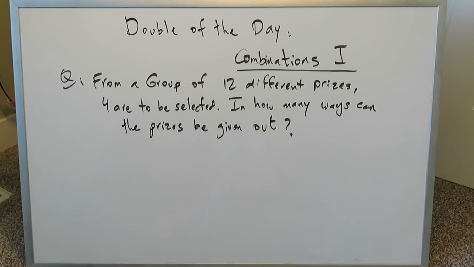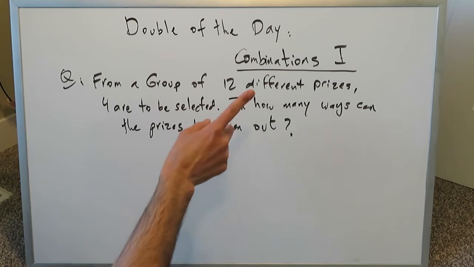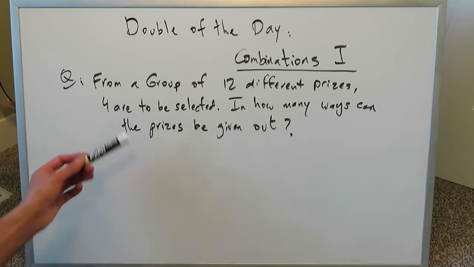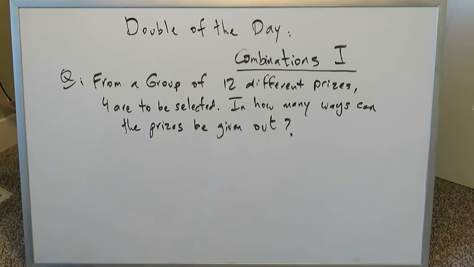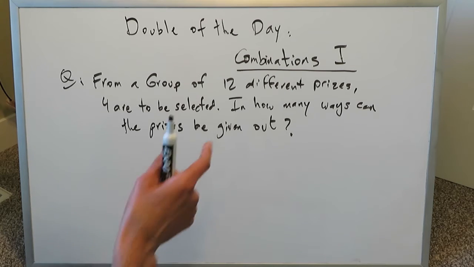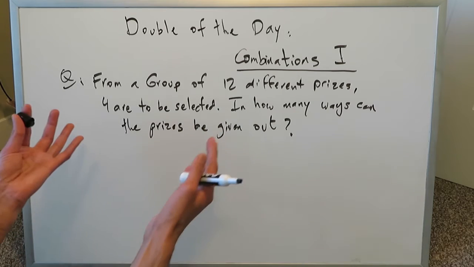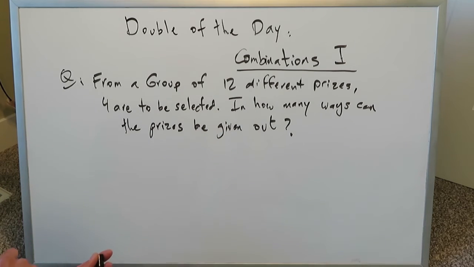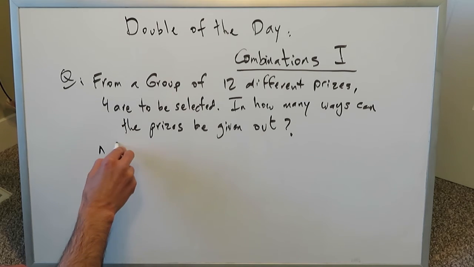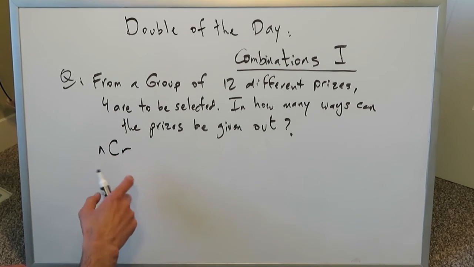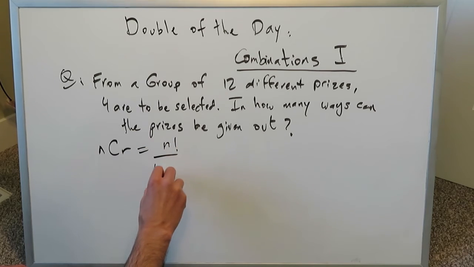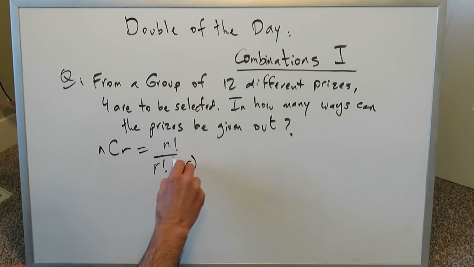Our first question here is this: from a group of 12 different prizes, 4 prizes are to be selected and then given out. In how many ways can the 4 prizes be given out? Remember, when order does not matter, you think about combinations. You could have 12 different prizes and you can pick any 4, and there's no order in which you have to select them. Then we're talking about combinations. For combinations, you know the formula, I've given it to you. It goes with this format over here. You have n factorial over r factorial times n minus r factorial.